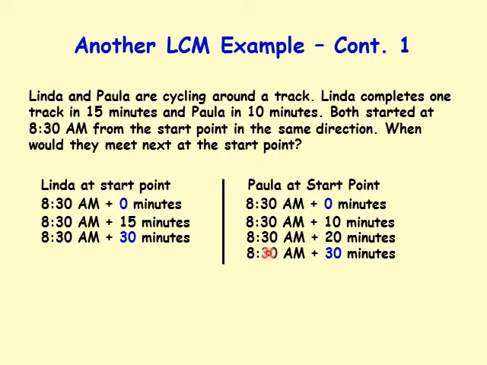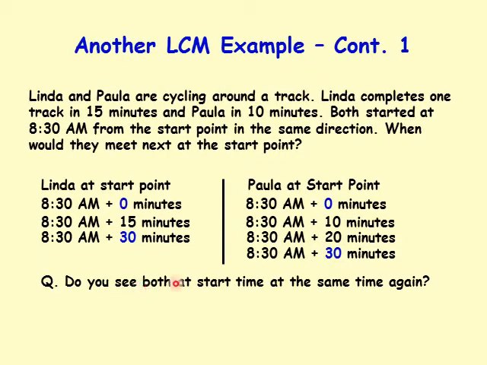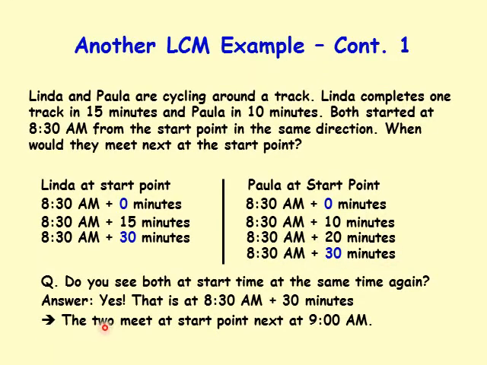Now we look at where Paula is. Paula goes through the round here and gets to 30 minutes. She completes one more round and gets back to the start point at 30 minutes. Now 30 minutes matches here and 30 minutes matches here. Let's continue here. Do you see both of them at the start point at the same time again? Yep. That is 8:30 a.m. plus 30 minutes. The two meet at the start point next at 9 a.m.